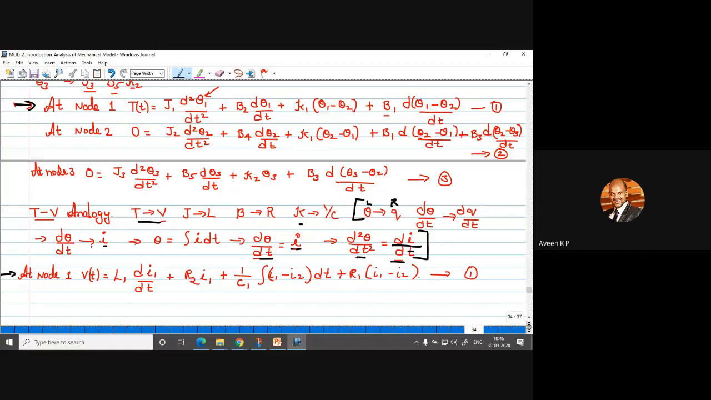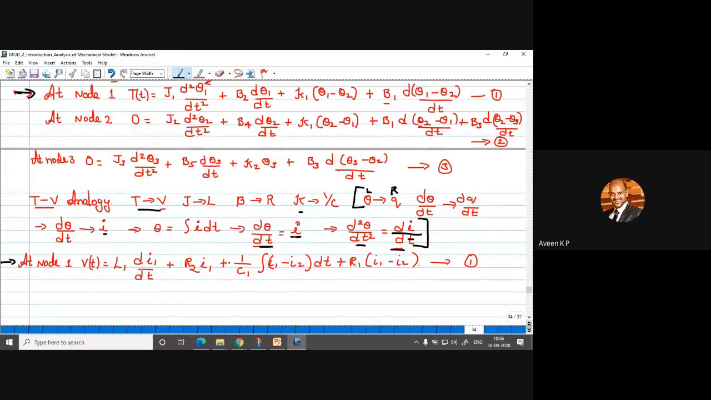Next, I apply integration on both sides with respect to time, so this will become theta and this will become I dt. Again, differentiating, d theta by dt is equal to I, and d square theta by dt square is equal to di by dt, in order to write the first equation. So the same has been rewritten here, and we can obtain the electrical equation at node 1.